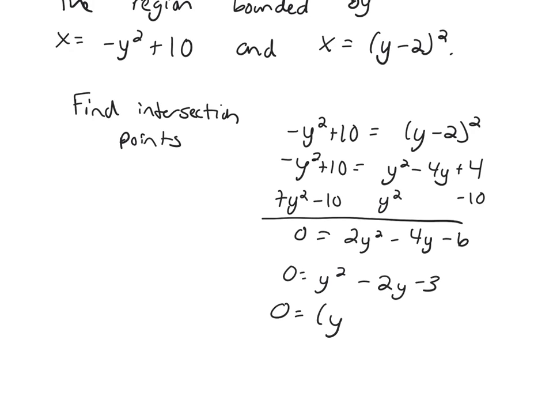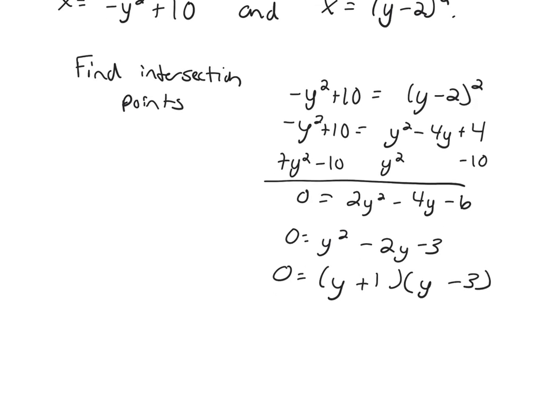And it factors 3, 1, minus, plus. So I'm getting the same values as I got before, but now they're for y. y equals negative 1, y equals 3. If you're looking for intersection points, they're points. So finding just the y values isn't good enough. I need the actual coordinate. So I need to know x.